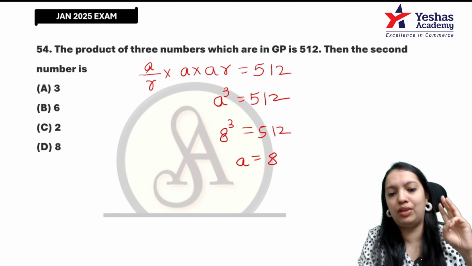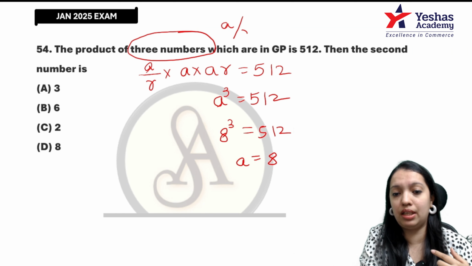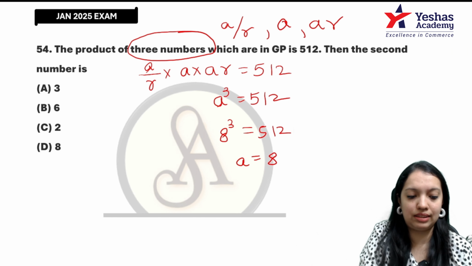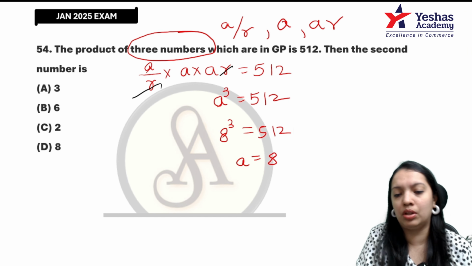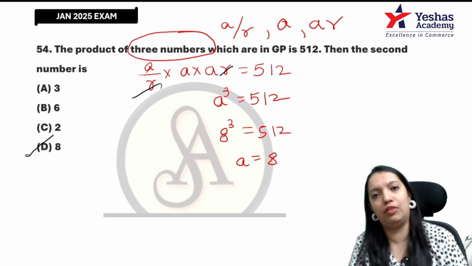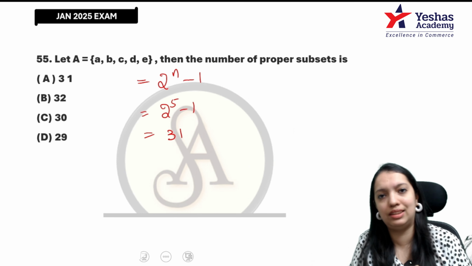Next. Product of three numbers. Whenever we say three numbers are in GP, we generally take them as a by r, a and ar. When you multiply these three numbers, you can see that r and r get cancelled out. So a cube is equal to 512. What cube? 8 cube is equal to 512. The a value, which is the middle term, the second term value, is 8.